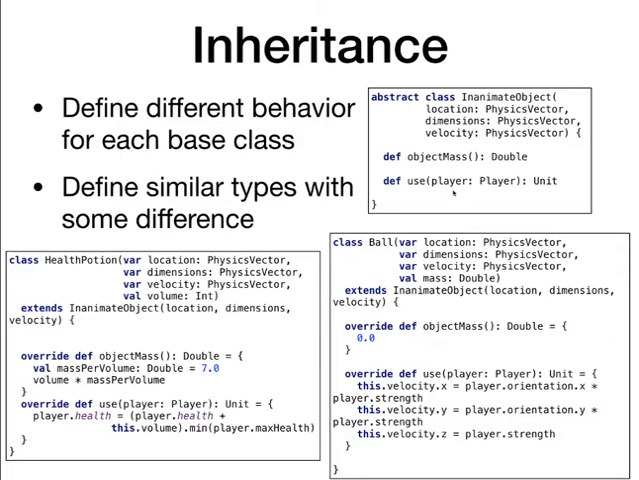So we're going to override these methods. Object mass, we don't have any mass defined in the health potion, but we're going to say that it's based on its volume. So we're going to say each unit of volume is 7 units of mass. So we're going to multiply whatever unit system we end up using. We're going to end up multiplying 7 there to be able to get our mass of a potion. And then when we use it, we're going to take that use potion method that we had earlier, and we're going to move it into this class with an override.